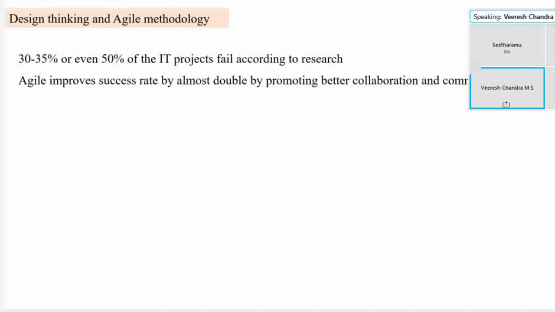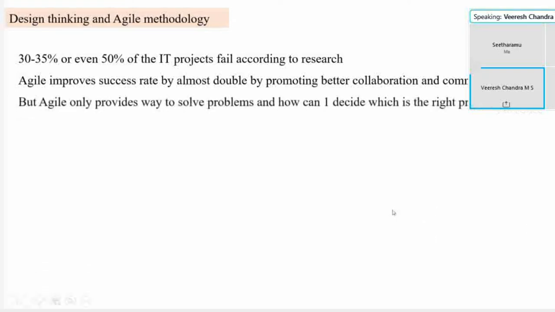But once they have adopted agile methodology, it has improved the success rate by almost double, by promoting better collaboration and communication. But when I say agile, again, think about it. Please think about it for yourselves.